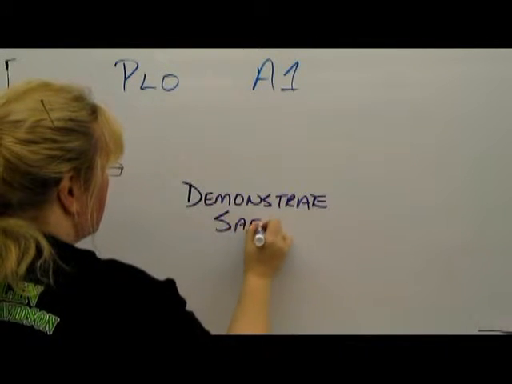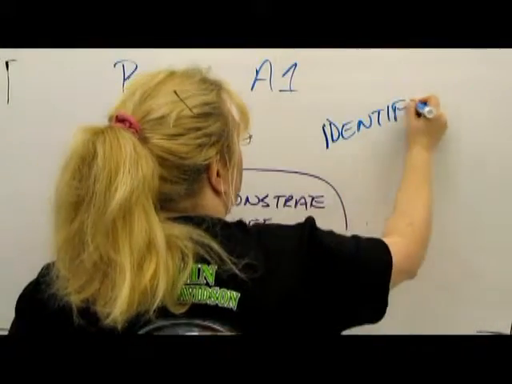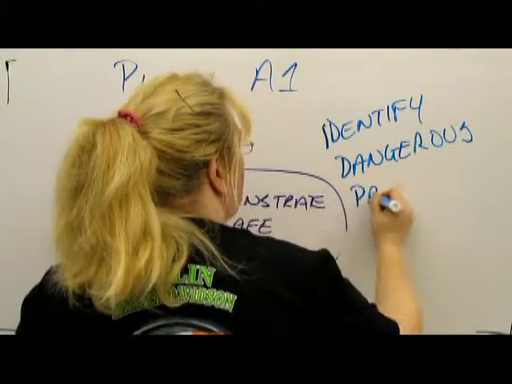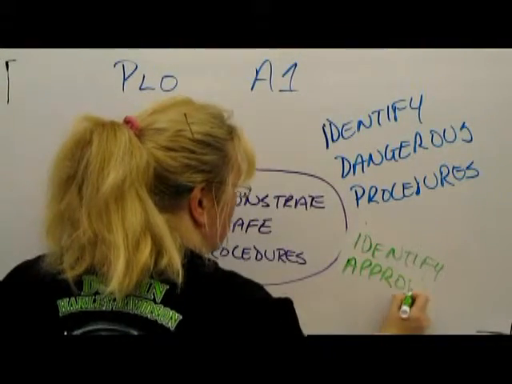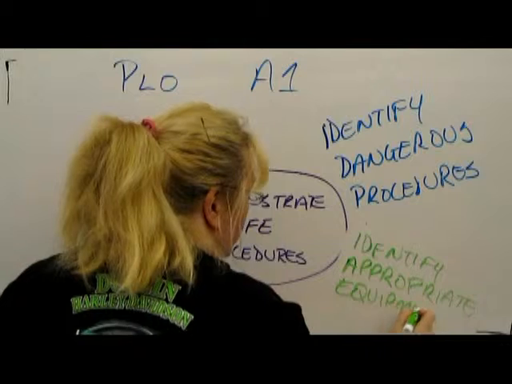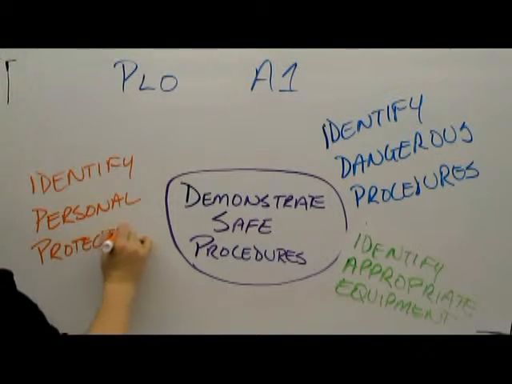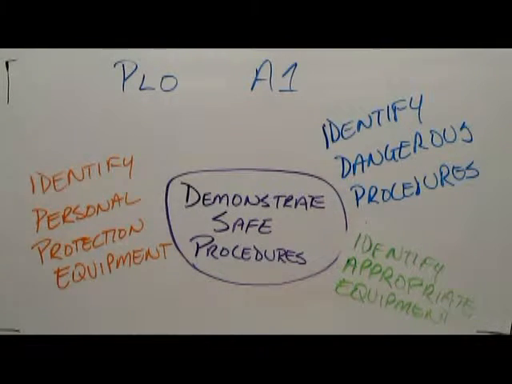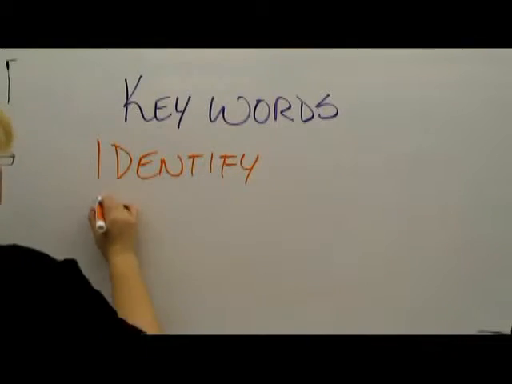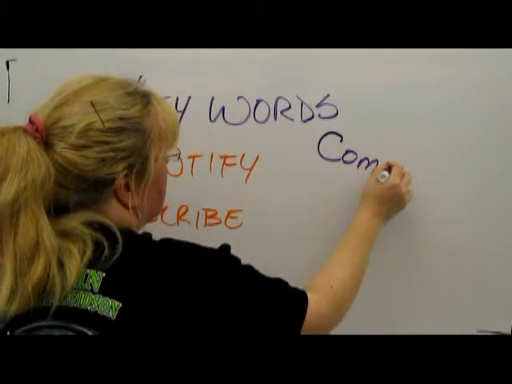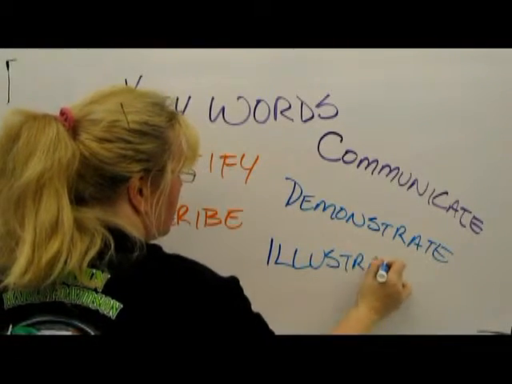So let's look at an example. PLO A1 in Science 10: demonstrate safe procedures is your core idea. From that, your stems are identify dangerous procedures, and then you put your branches or your ideas off of that. You would also identify appropriate equipment, and again you put your ideas or branches off of that, and then identify personal protection equipment, and again you'd use your branches off of that. Examples of keywords you're going to look for are identify, describe, communicate, demonstrate, and illustrate.